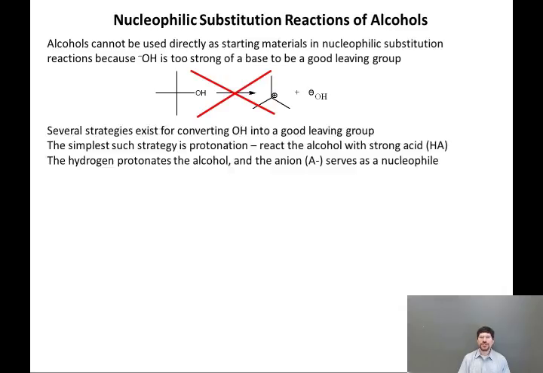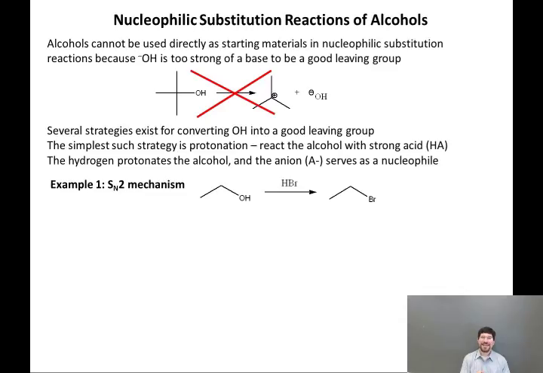But there are several strategies available for converting OH into a good leaving group. The simplest such strategy is protonation. So if we react the alcohol with strong acid, HA, the hydrogen of the acid will protonate the alcohol, and then the A minus that's left behind after the hydrogen is transferred to the alcohol serves as the nucleophile. Okay, so let's look at an example.